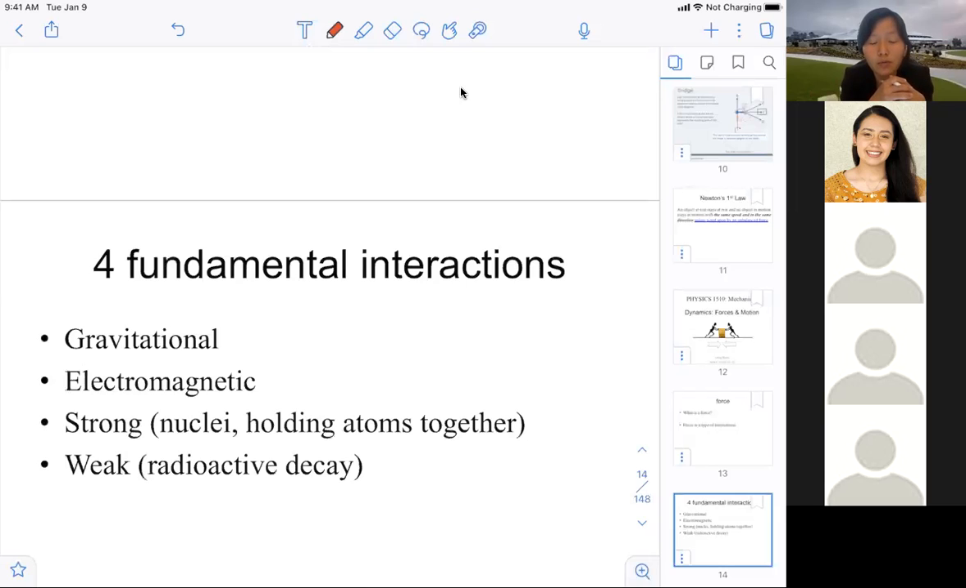These are responsible for holding the atoms together, and the nuclei, the forces within the nuclei. And the weak interaction, the very last type, is responsible for radioactive decay of the element. So it's one of those 4 interactions that we deal with in our universe.